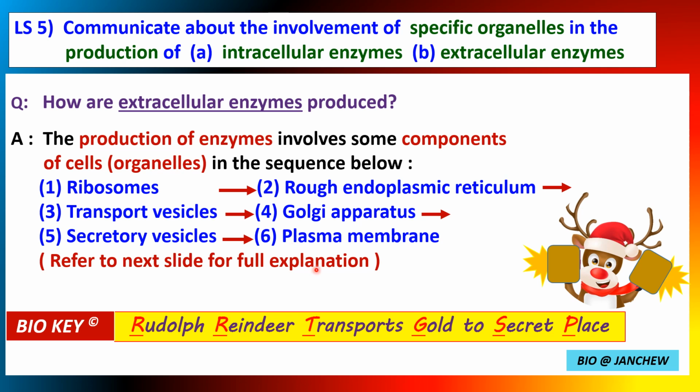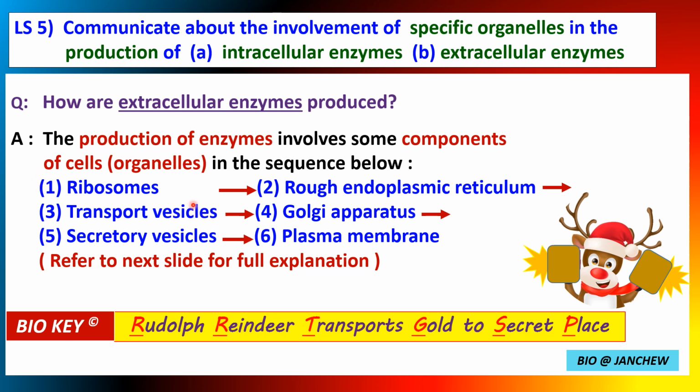We will refer to the next slide for the full explanation, but here I would like to give you a bio key so that you can remember the sequence of organelles that are used to form the extracellular enzymes. Okay, this is: Rudolph reindeer transports gold to secret place. You know Rudolph the red-nosed reindeer; in this case he is transporting gold to a secret place using a special kind of sleigh.